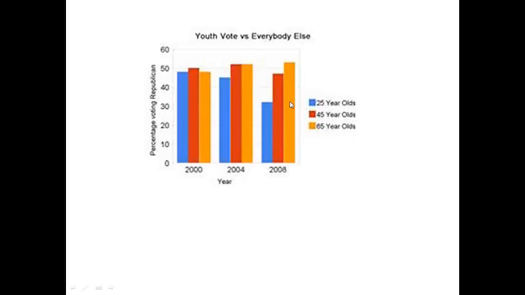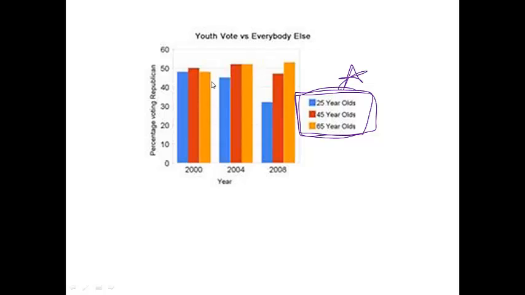This one, you see how we have 3 different colors? Well, what do these colors mean? Well, you have to come over and look at your key. Remember, your key is always important. It tells you how to read a graph. This just means that this is youth vote versus everybody else.